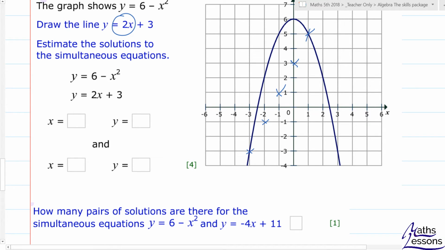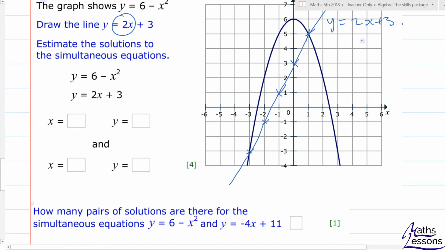Drawing a straight line on here can be a little bit tricky. I'm just going to try and draw it freehand. Forgive me if it's not perfect. There you go, there's a dodgy freehand straight line. That's a line of y equals 2x plus 3. Obviously, if you do it, it's important you use a ruler.